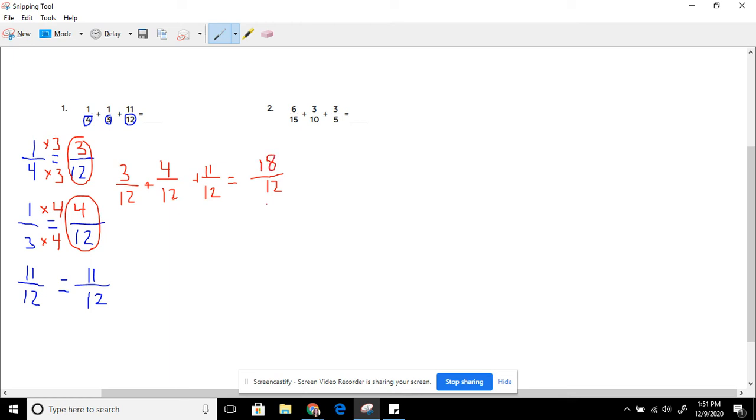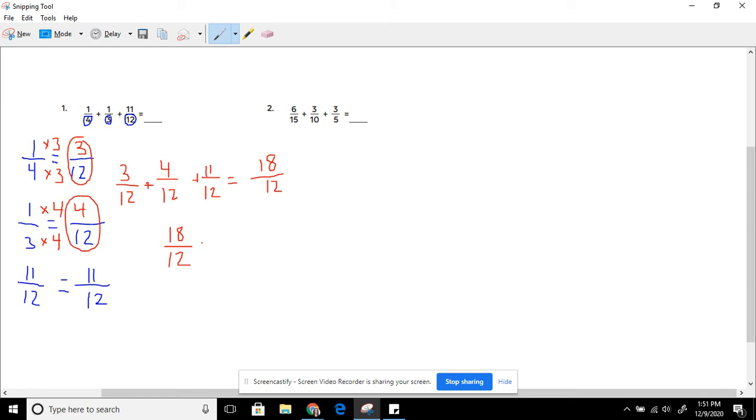18/12. 18 over 12. Well, that is called an improper fraction. So if I have 18/12, an improper fraction means that the numerator is bigger than the denominator. The top number is bigger than the bottom number. And that's called an improper fraction.